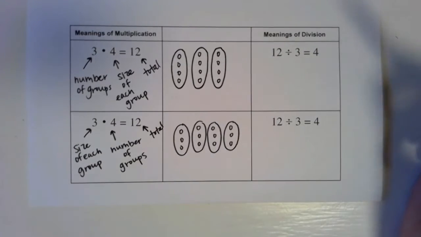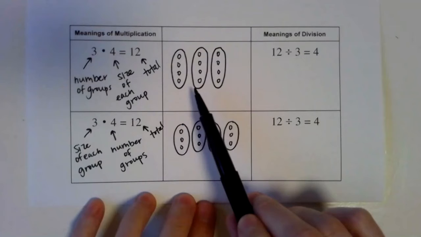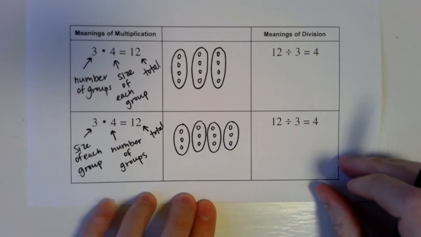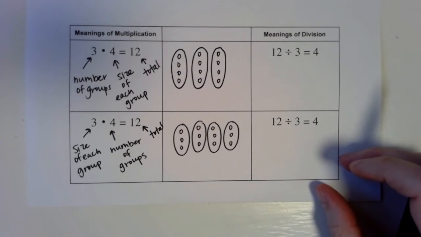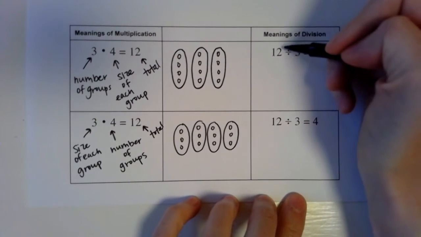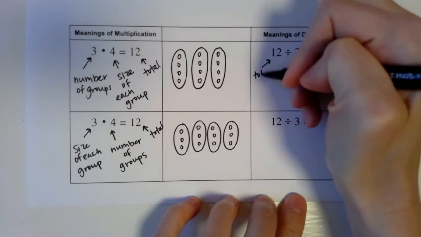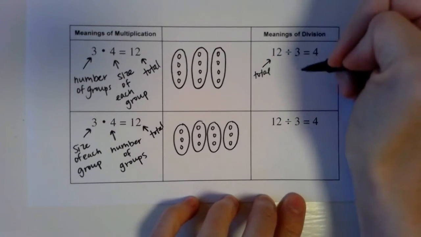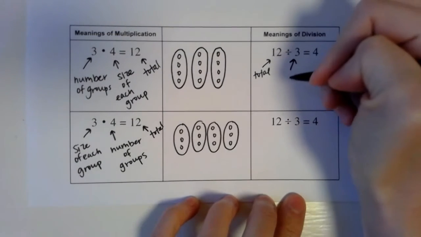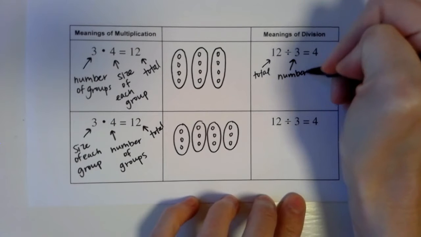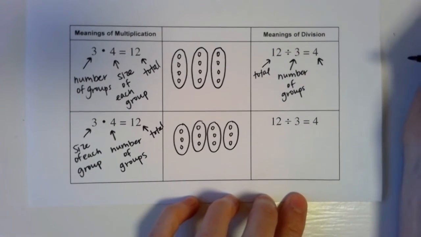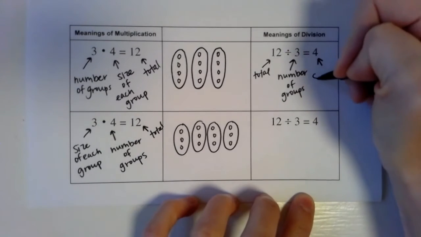Now you can see we still have the same total, but the way we've broken down the number of groups and the number of things in each group looks a little different. So let's tie this into division. Now 12 is still our total, but instead of ending with our total, we're starting with our total. You can think about 3 as the number of groups, which means 4 is going to be how many in each group, or the size of each group.